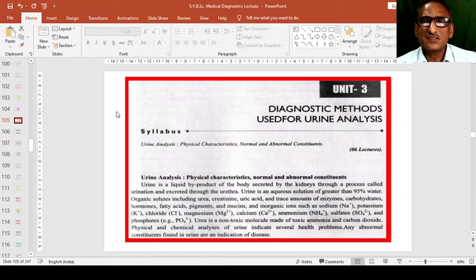Now we will see the diagnostic method used to observe the urine analysis. So urine is a liquid byproduct of the body secreted by the kidneys by ultrafiltration method, and it gives the total contents. It gives the idea of the content, either normal or abnormal.